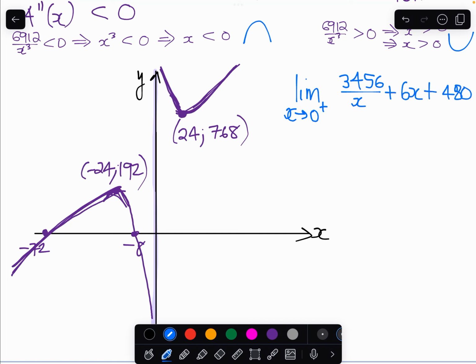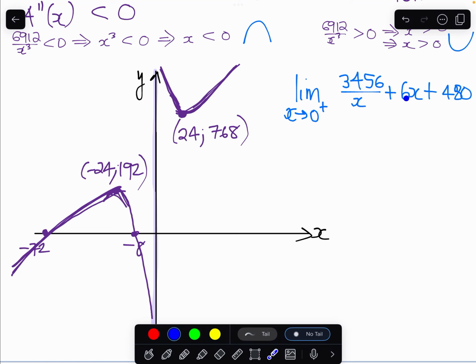Right, so let's look at what's happening with each term. If I make my x very, very small, so 0, and very importantly, positive 0, 0.0000001, what is my function going to output? First of all, this term is going to explode because I'm dividing 3,456 by a very, very small number. So I'm going to get a very big number as a result, and it's going to be a very big positive number, just to make that very clear, because it's going to be a positive divided by a positive.